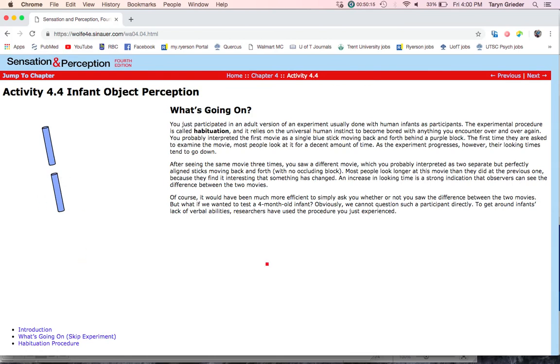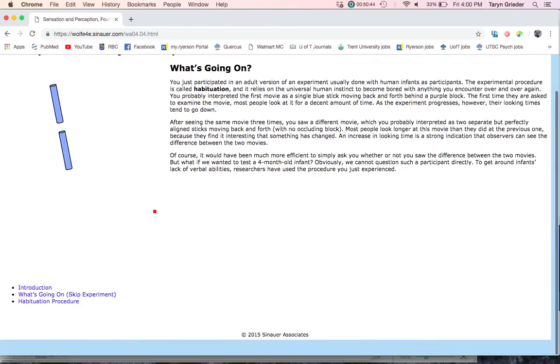So an increase in time that you spend looking at something indicates that you can see a difference, and also that differences are interesting to you, right? So obviously you could tell someone if you see a difference, but 4-month-olds or 1-year-olds, they can't tell you what they see, right? So now you can use procedures like this. So pretty sweet, eh?